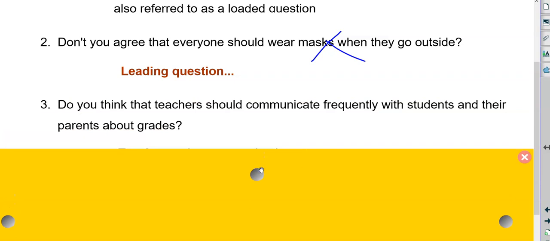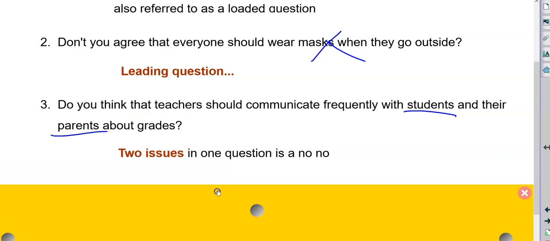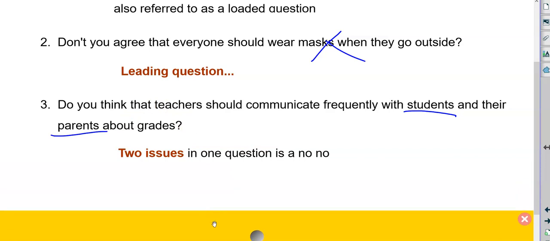Do you think that teachers should communicate frequently with students and their parents about grades? There are really a couple of issues in this, students and parents, and that's too much. Maybe you think they should communicate with students but not parents. So having two issues in one question is a no. You can't really answer that.